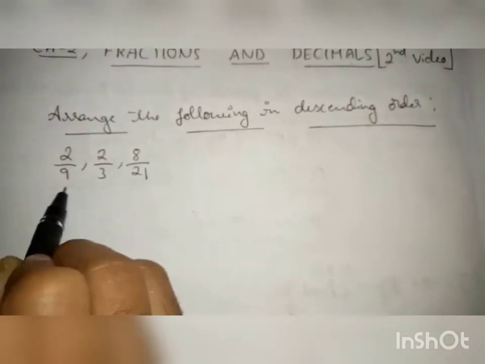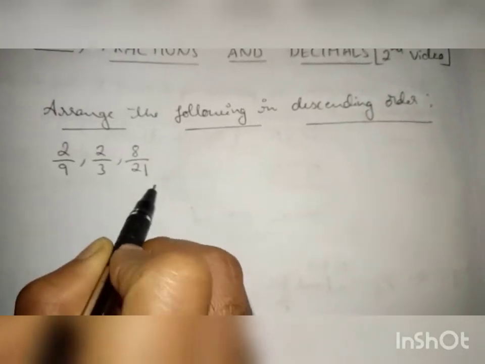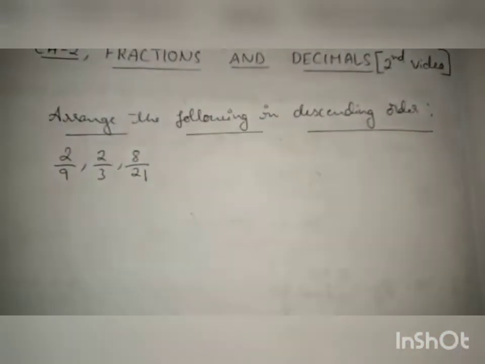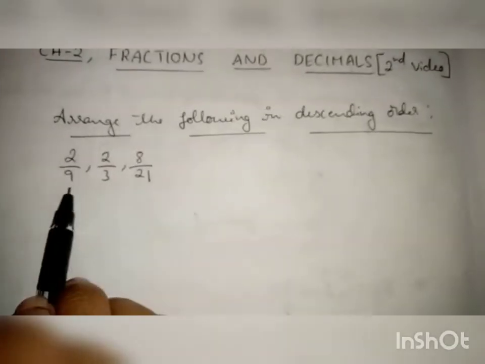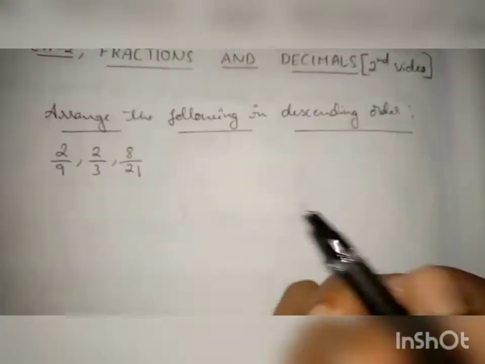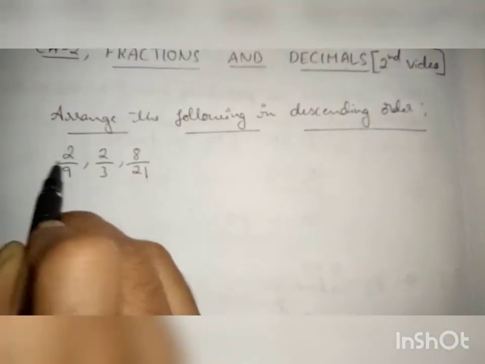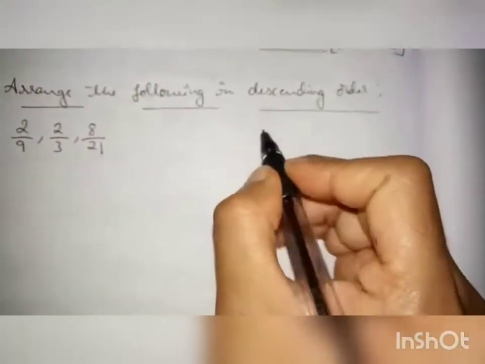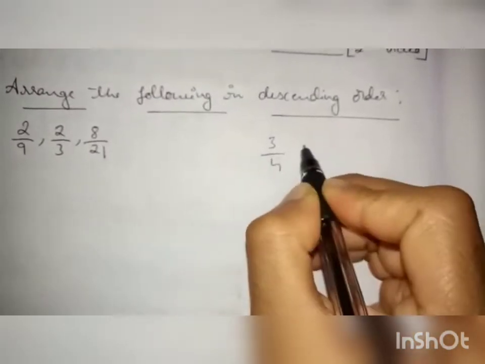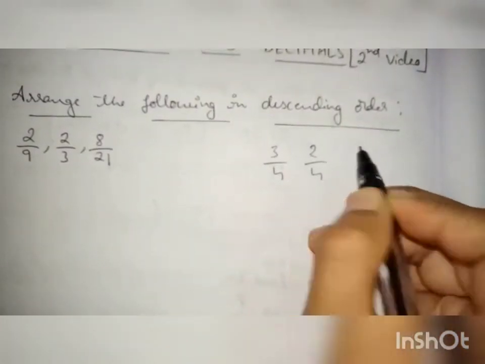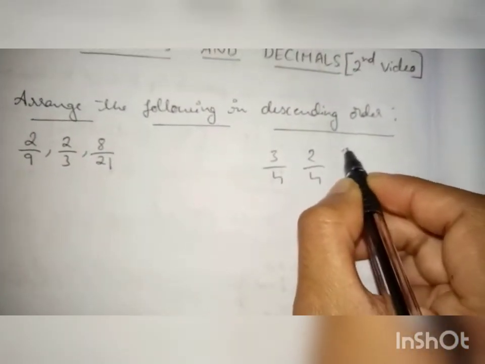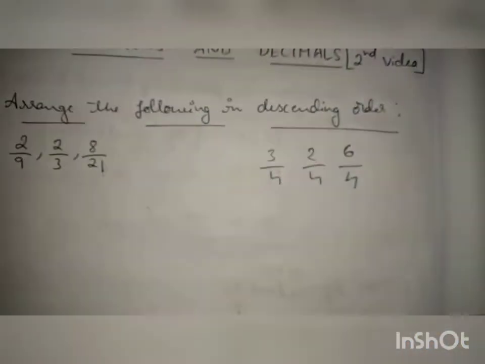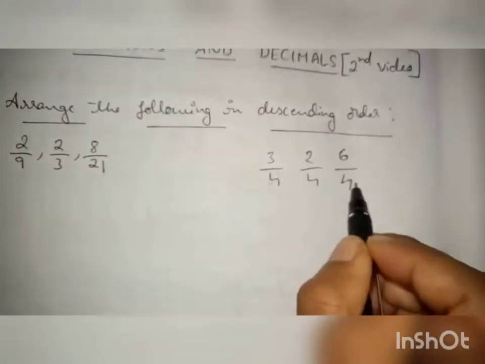First we have to see the denominator. If you have the same denominator, then you can easily write it in descending order, because then you only have to check the numerator, which is small and which is big. For example, I'll give another example: 3 by 4, 2 by 4, 6 by 4. See here, the denominators are the same.